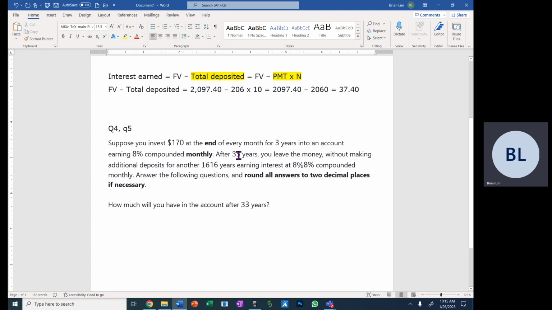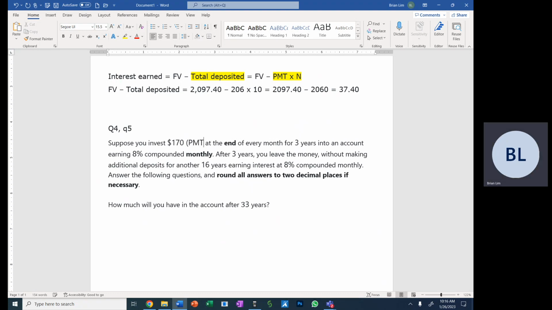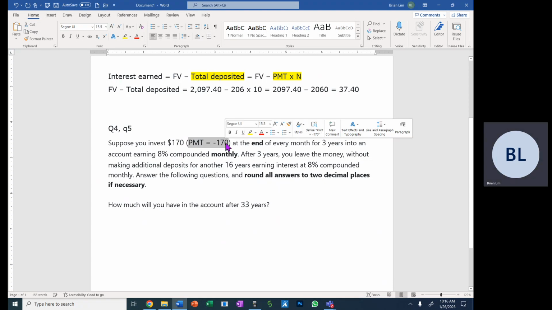Here is again 3 years, and down here we have 16 years. This is 8%. All right, so the first part, you invest $170, that would be the payment. PMT is equal to, let's put it in as negative because money is going out. So let's put that in as negative 170.